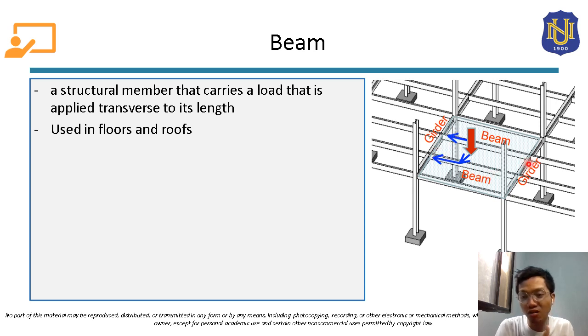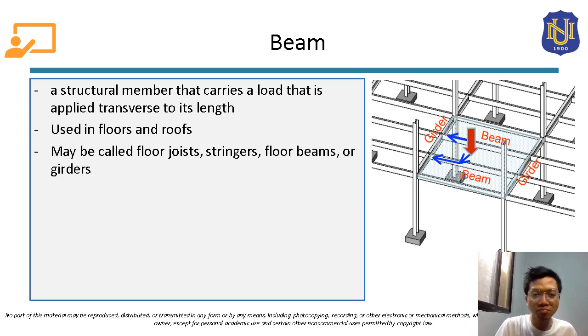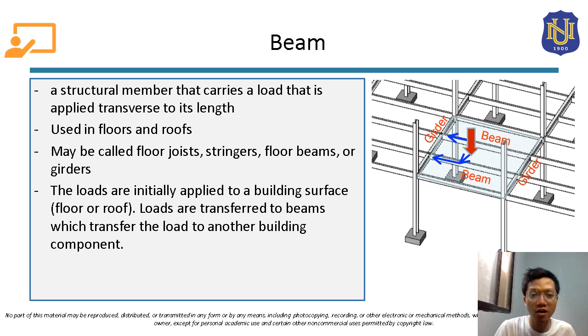Beams are also used to support roofs, the roof trusses. So beams are also used to support those. And beams can also be called floor joists, stringers, floor beams, or girders. The loads are initially applied to a building surface, that is a floor or a roof, and the loading generated by the applied floor or roof will be transferred to beams.